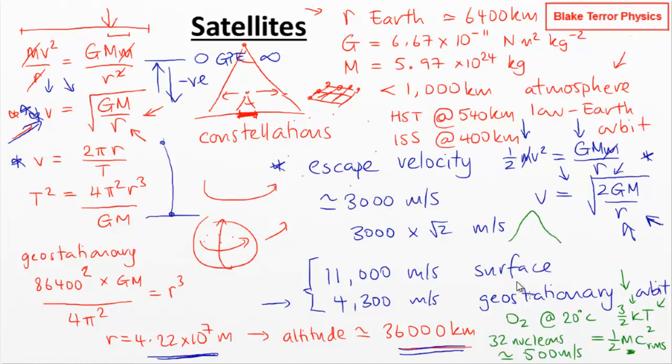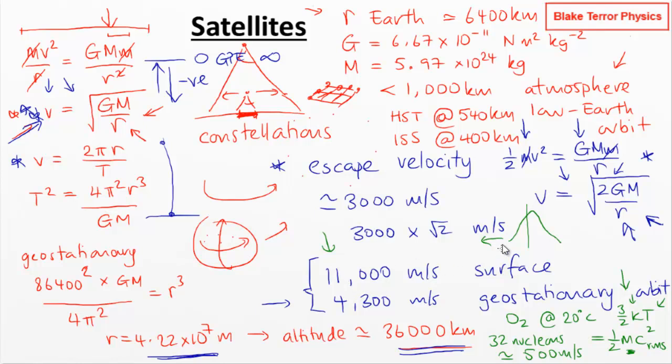So that is significantly down on the escape velocity. If this is O2 at the surface of the Earth, 500 meters per second is a long way off 11,000 meters per second. And I know RMS means that we're taking an average and you've got a high energy tail, but there aren't going to be many O2 molecules getting up to 11,000 meters per second.